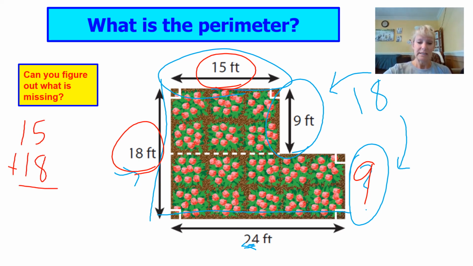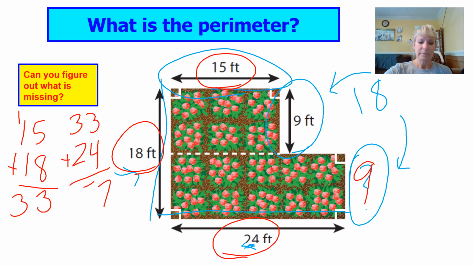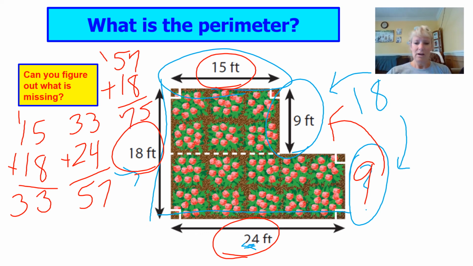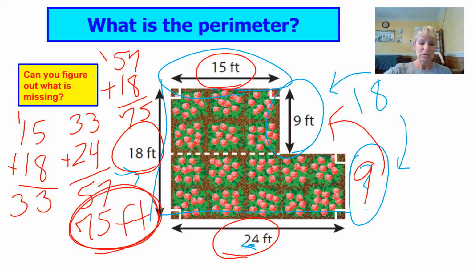15 plus 18 gives me 33. Then I'm going to take that 33 and add 24. And then I'm going to add my 9 and 9. So that's another 18. So I'm going to take the 57 and add 18, which means 5, 6, 7. All right, and I think I've counted them all, which means that this is 75 feet. That is going to be my perimeter, 75 feet. So this is one of the bigger ones that we've had.